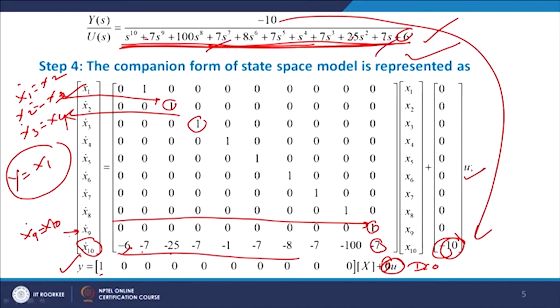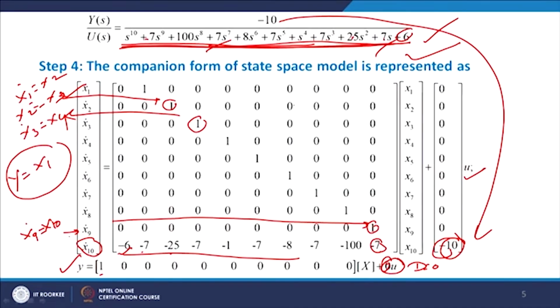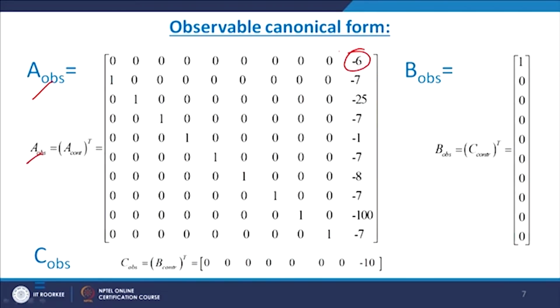Therefore, here we have written the observable canonical form for this particular system. But when we write the observable form, it is better to first write it in a companion form and then convert it, because it is very easy. So, see here, A observable equals the transpose of the A controllable matrix. You see here this is your A controllable matrix, and we have to take the transpose of it. So, transpose means that this minus 6 which is here will go to this side. You will find 0 0 0 minus 6 and up to 0 0 minus 7. Here we are simply taking the transpose of the A controllable matrix.